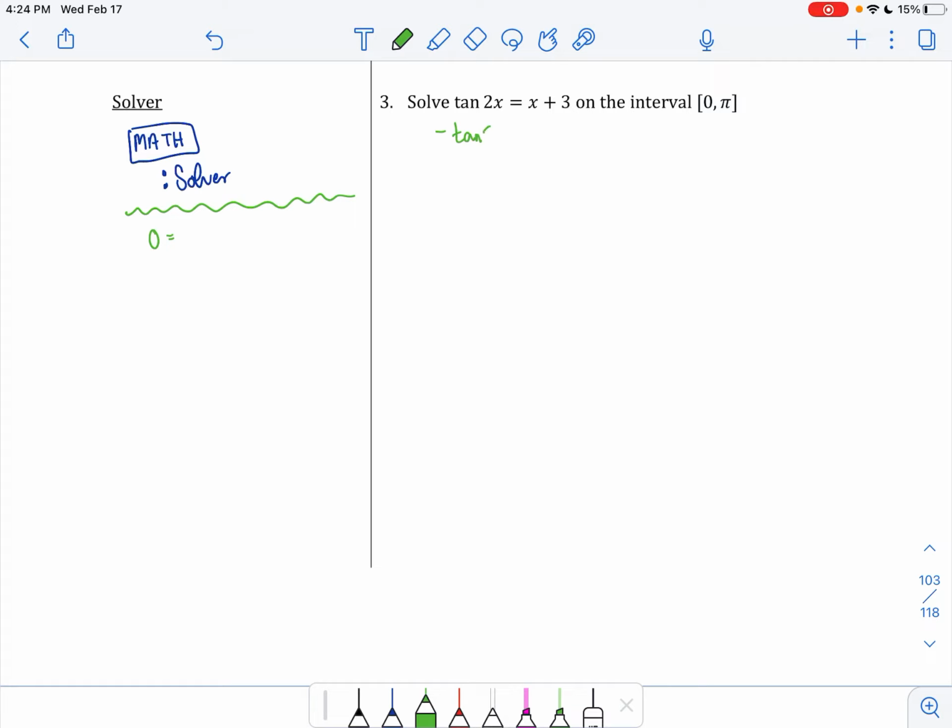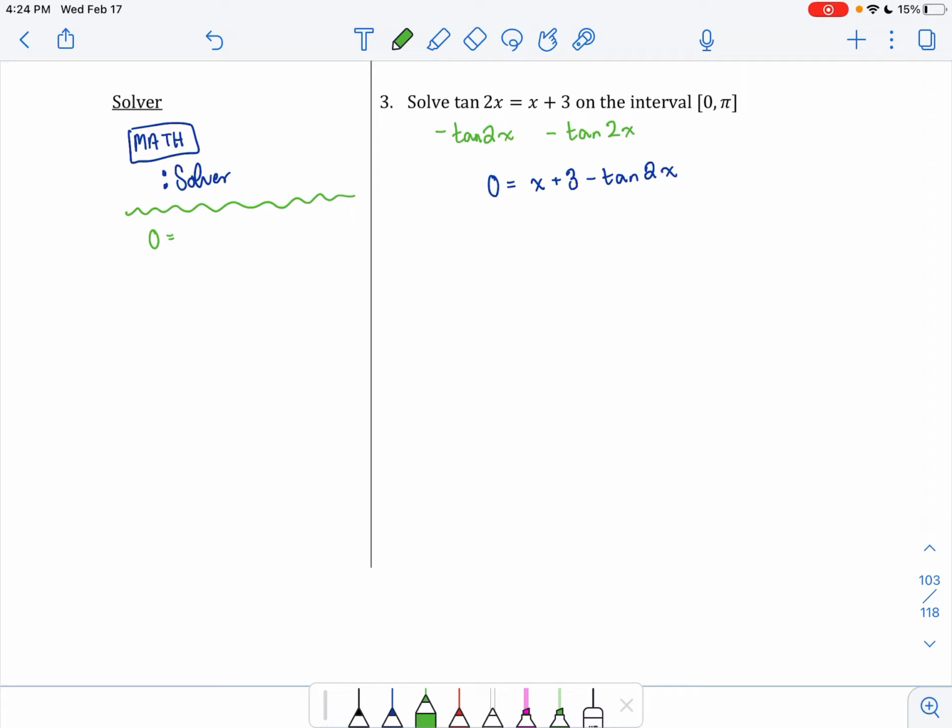So in this case, I would just subtract tangent of 2x from both sides, and now it's equal to 0. Some of your calculators won't make you do this. Some of the older models do need it to be equal to 0, so just do that for them. They're old. Now, once you've got that, type in your function.